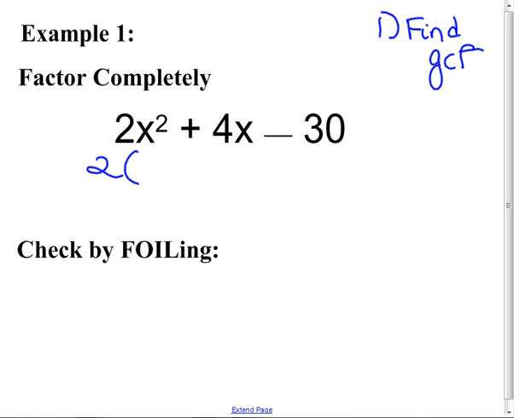Okay, once I pull a 2 out, 2 times what? I have a 2x squared there. Plus, then what goes here? 2 divides into 4. How many? 2 goes into 4x, 2x times. And 2 goes into negative 30 how many times? Negative 15.